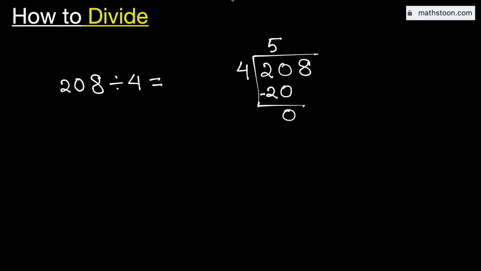Now 0 is less than 4. That is why we will bring down this number 8 here. Now see that this is the number 8. So remove this 0. Now 4 times 2 is 8. Subtract, we get 0. As we have no number to bring down here and get the remainder 0, so we will stop. Therefore, 208 divided by 4 is equal to 52. And this is our final answer.